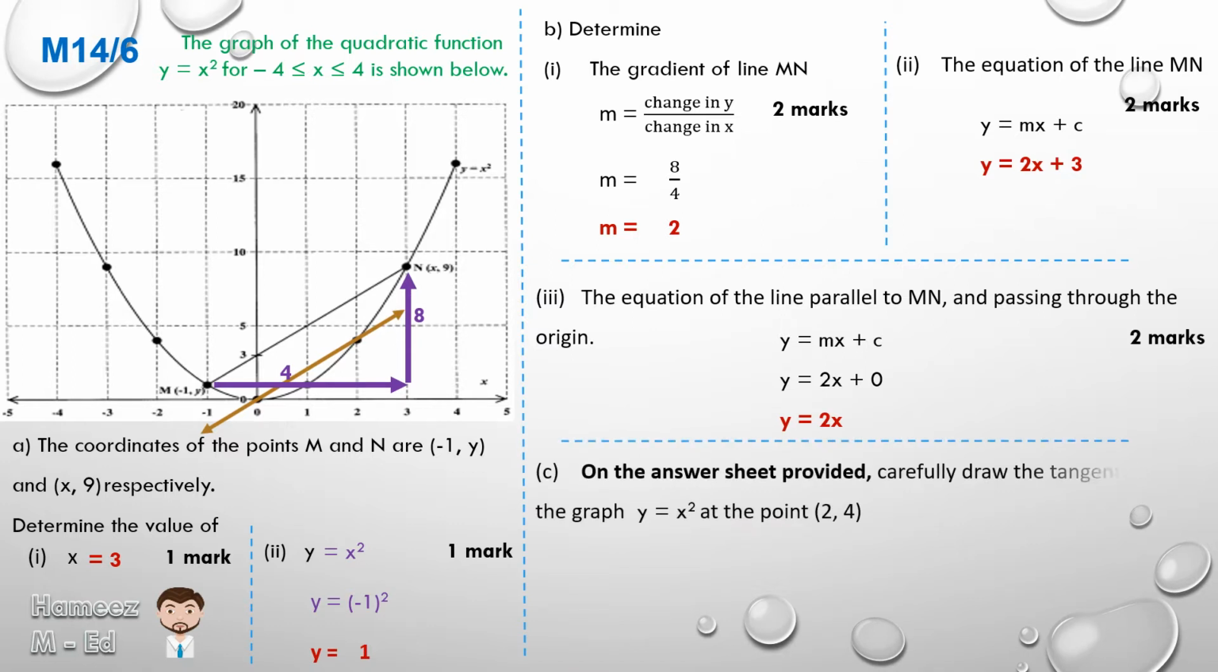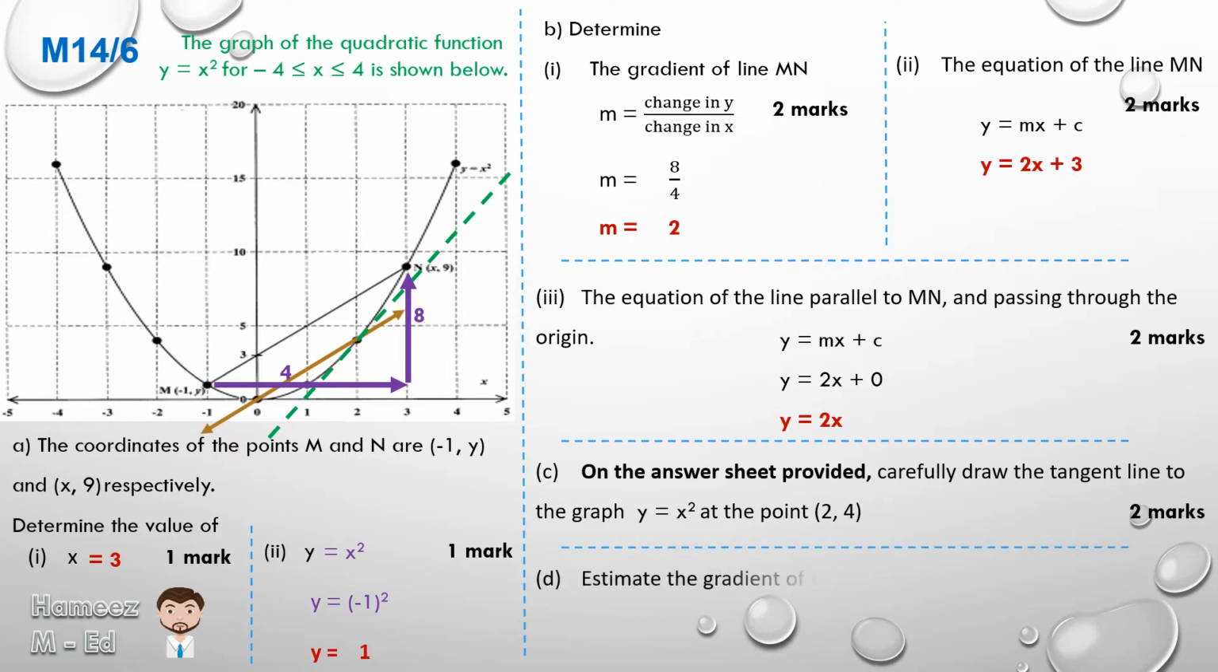And for part C, on the answer sheet provided, that's that graph, carefully draw the tangent line to the graph y is equal to x squared at the point 2, 4. So let's go to 2, 4. That's a point on the curve, on the parabola. And let's put our long ruler there and adjust the ruler slightly so that we can draw a line where it's touching that curve only at one point. So let me draw the line like I have it in green there. Right, that indicates the tangent line.